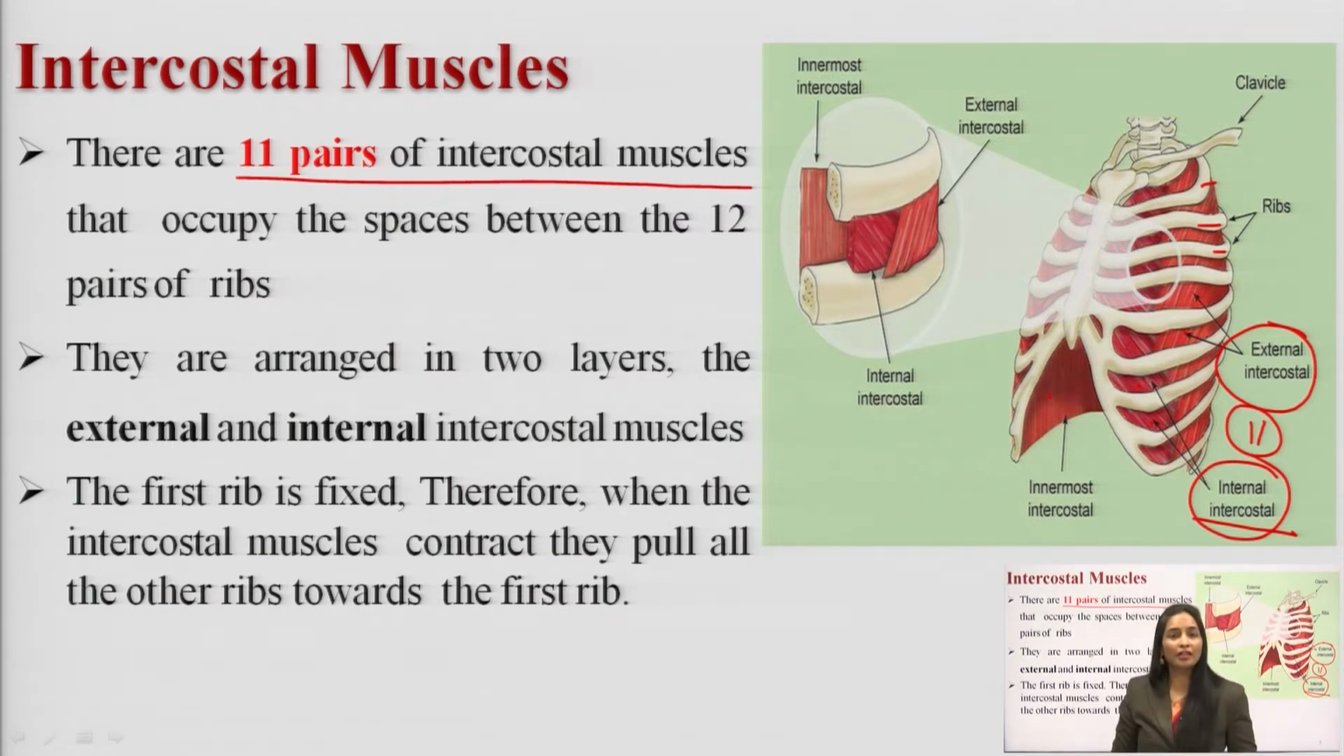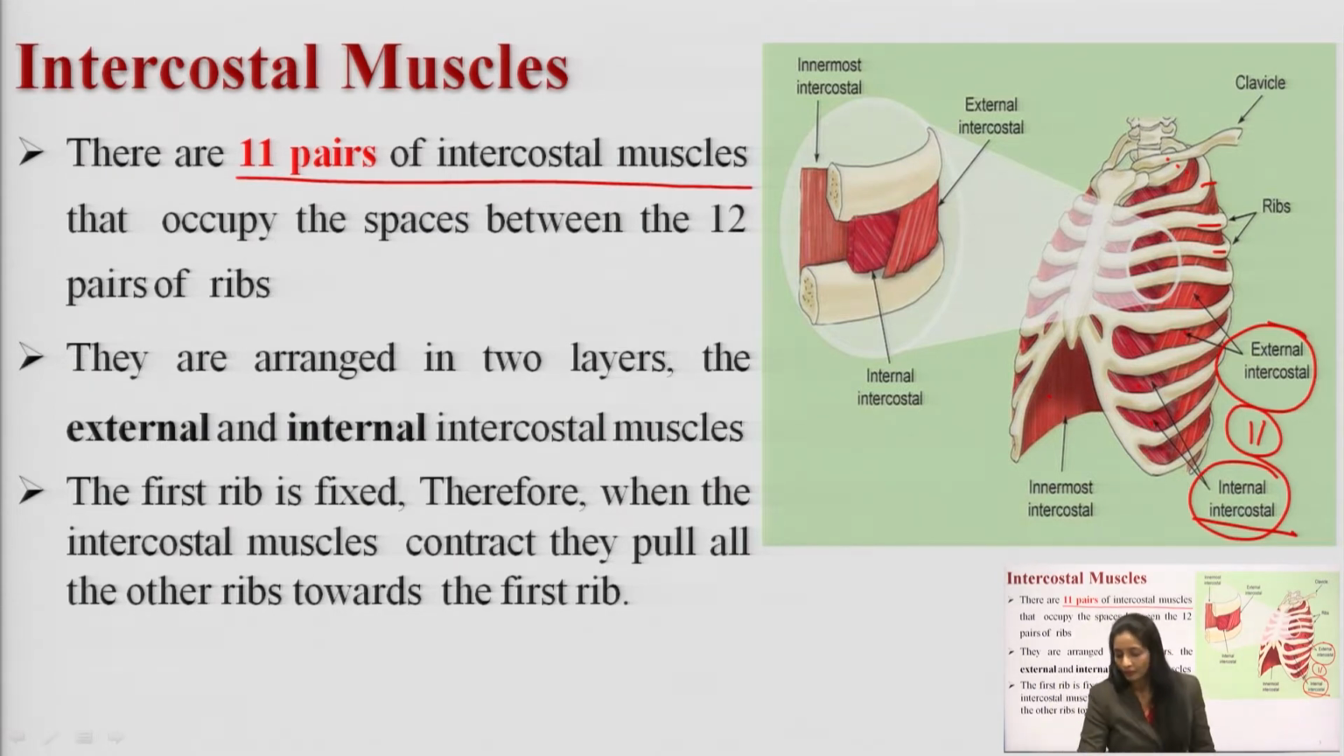So, what will it do here? Here the first rib gets fixed. When the intercostal muscle contracts, the other ribs are pulled in the upward direction. How does inspiration happen here? The intercostal muscle occupies the space between the ribs, and the first rib is fixed. When the intercostal muscle contracts, the rest of the ribs move in the upward direction.